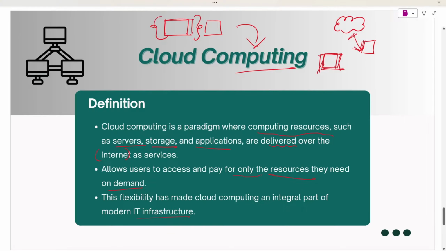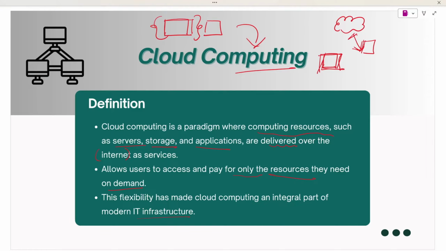Real world examples of cloud computing include platforms like Amazon Web Services, which is AWS, Google Cloud, and Microsoft Azure. These platforms provide a wide range of services from data storage to machine learning, all accessible through the internet. Businesses use cloud computing to scale their operations quickly, host applications, and store massive amounts of data without the need to invest in physical infrastructure.